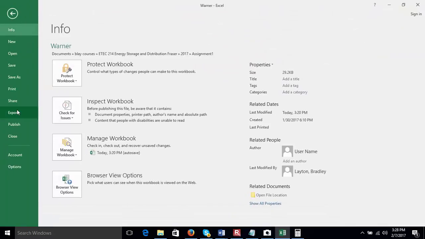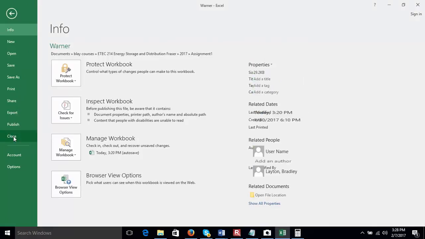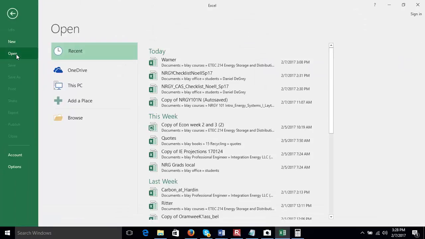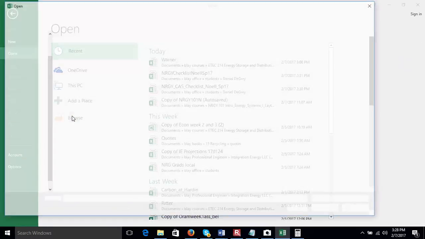File, close, save, sure. File. It helps.